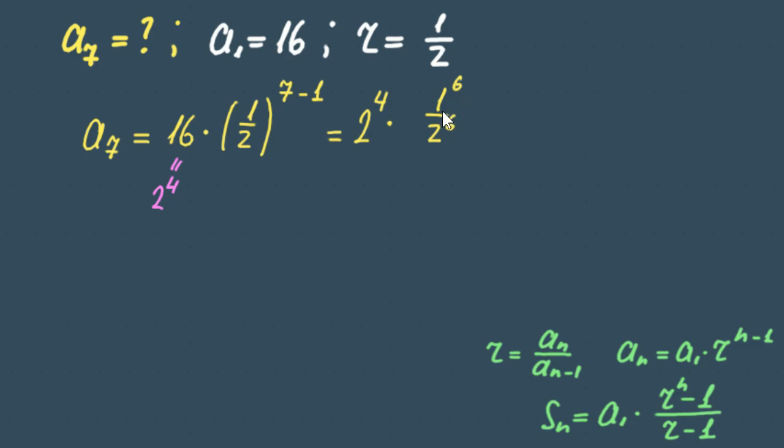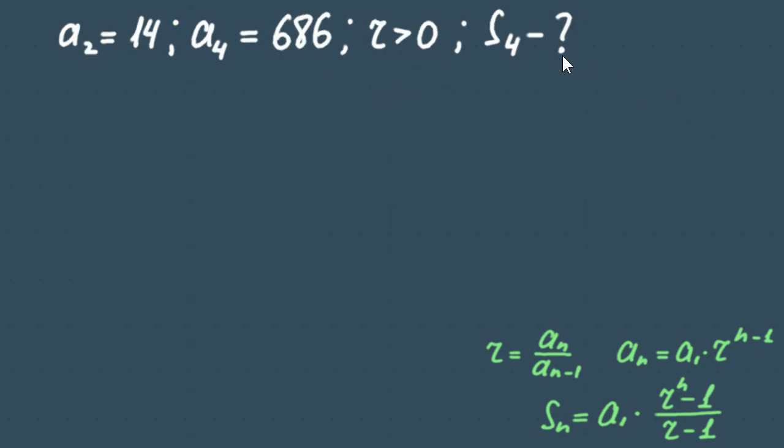1 to the sixth power will remain 1. 2 to the fourth power I will write in the denominator of the fraction. At the same time, I need to replace the exponent with its opposite. Here we have a positive 4. In the denominator there will be a negative 4. I multiply the numerators and denominators. In the denominator I subtract 4 from 6. I get the exponent of 2. So I get 1/4.